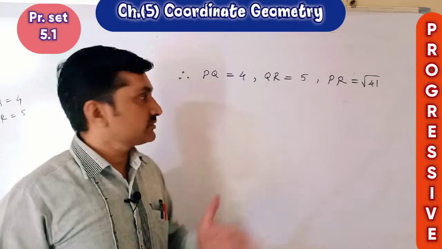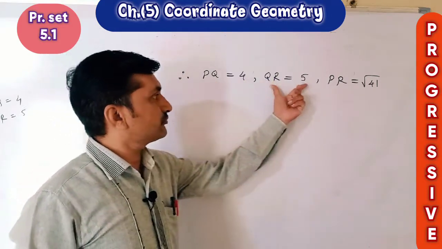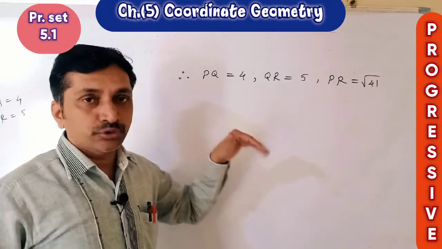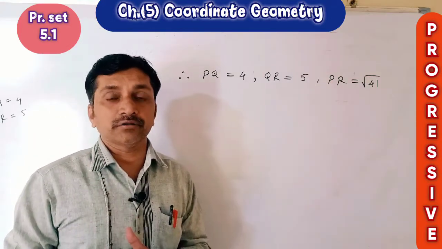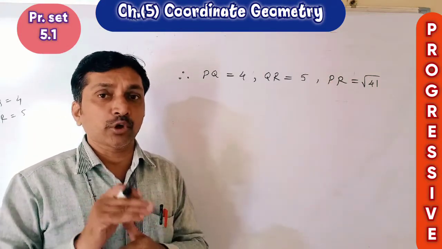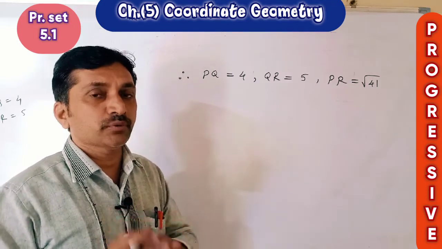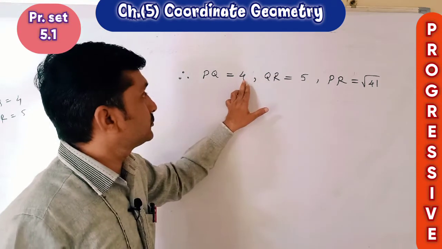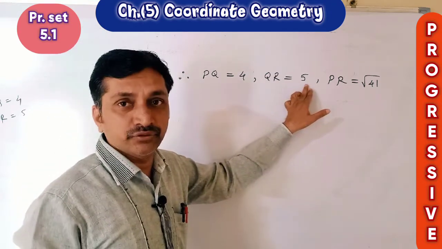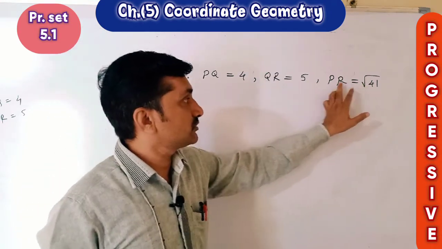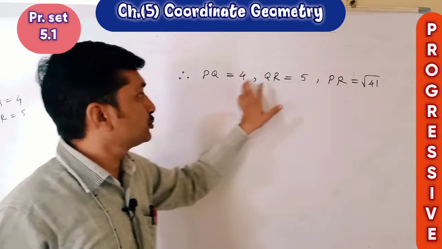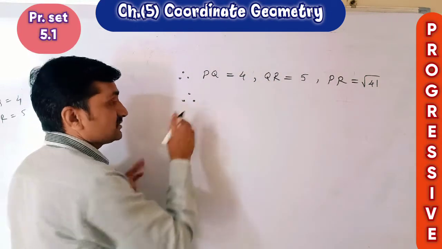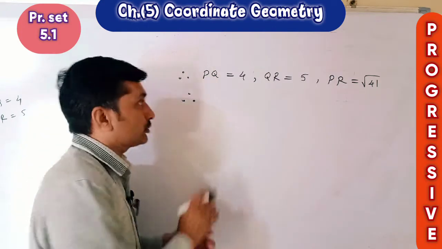Now we got three distances: PQ 4, QR 5 and PR root 41. We have to show that these are vertices of a right angle triangle. Now in a right angle triangle we know that the longest distance square is equal to the sum of squares of the remaining two. Now here the longest is, you see 4 fours are 16, 5 fives are 25, means this is the longest. Therefore the square of this should come as the sum of squares of these two. Therefore let's find, is it verified or not?